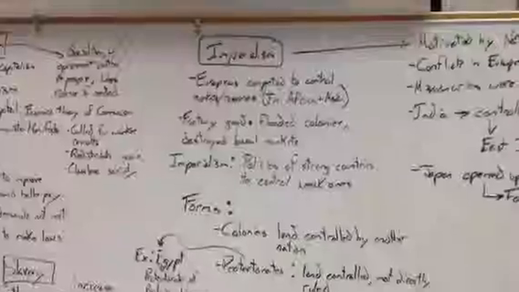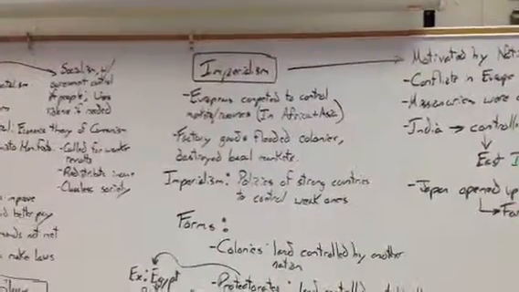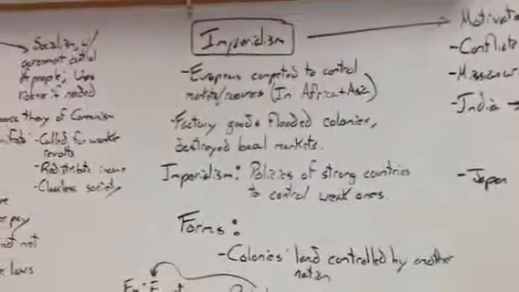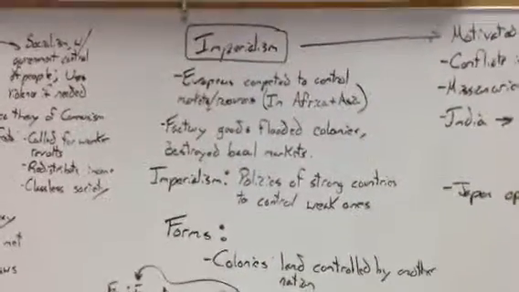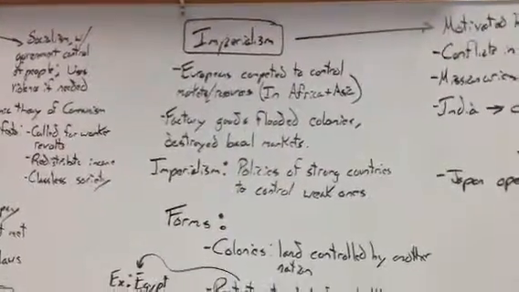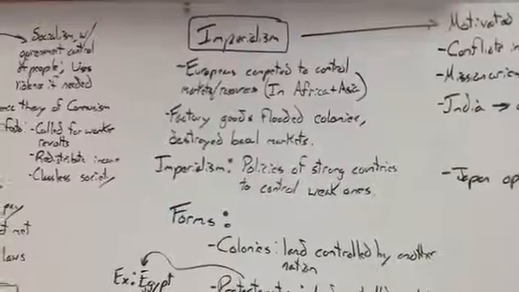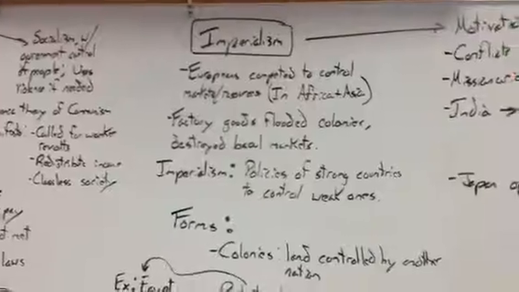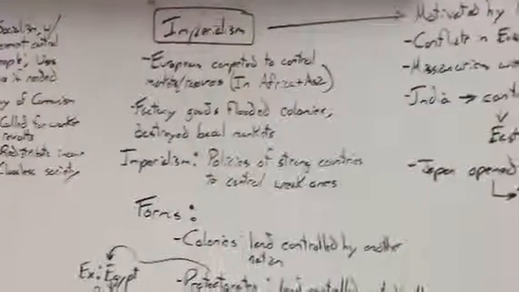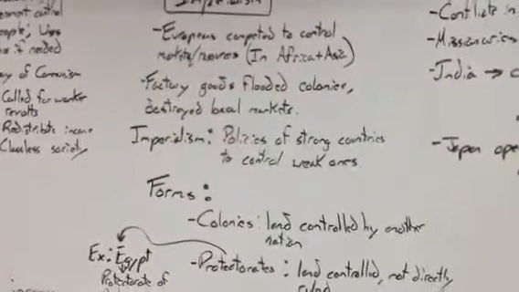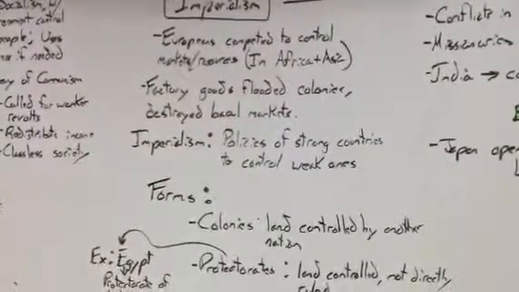Another key portion of this chapter is imperialism. It goes hand in hand with the Industrial Revolution. With imperialism, we see the Europeans competing to control the markets and resources, particularly in Africa and Asia. Not so much in the Americas, or to a lesser degree. We also see those industrially produced goods made in Europe flooding the colonies, and it's going to destroy the local markets. They just can't survive against all the well-crafted and cheap factory-made goods. And what imperialism is, basically, is the policies of strong countries, both social, cultural, economic, and military, aimed at controlling weaker ones.